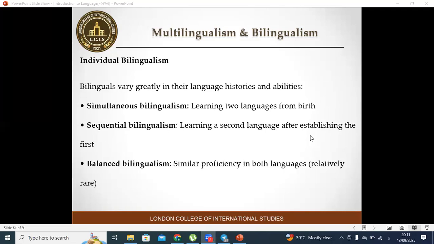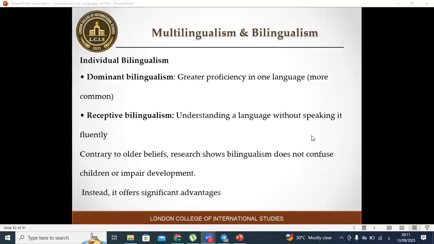Balanced bilingualism, similar proficiency in both languages, relatively rare. Individual bilingualism: dominant bilingualism, receptive bilingualism. Dominant bilingualism, greater proficiency in one language, more common. Then receptive bilingualism, understanding a language without speaking it fluently.